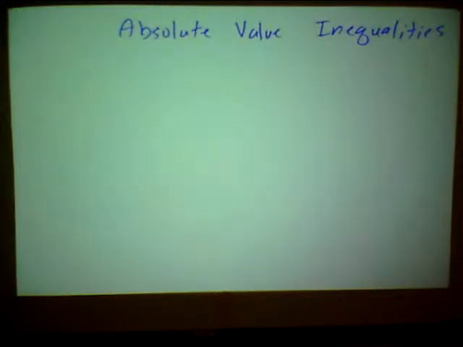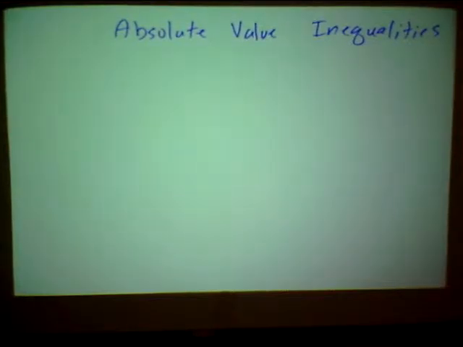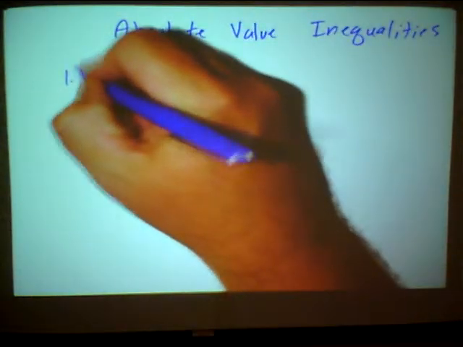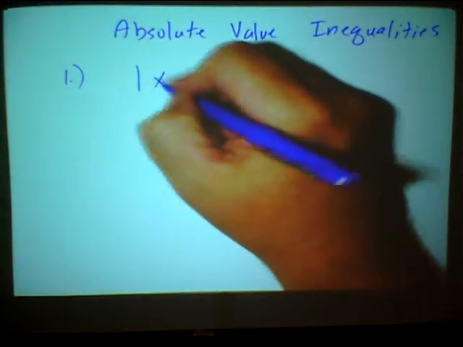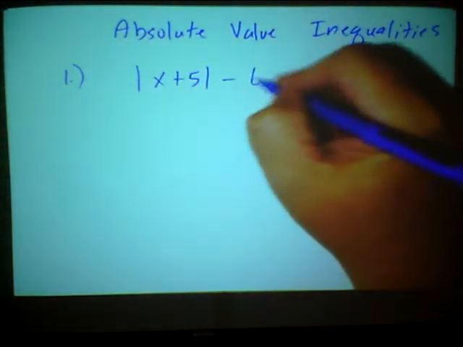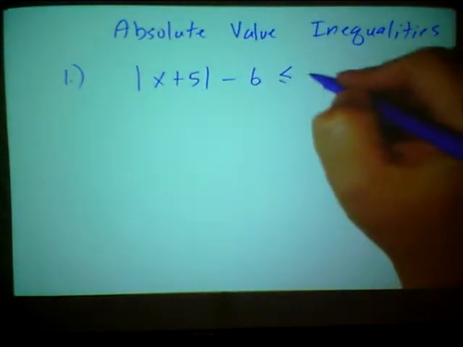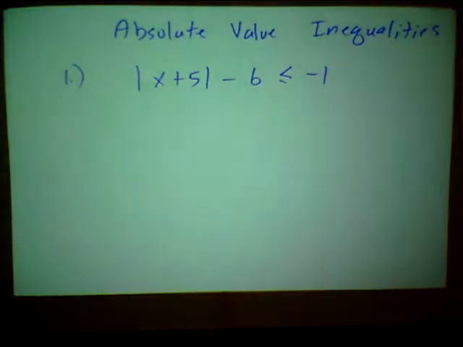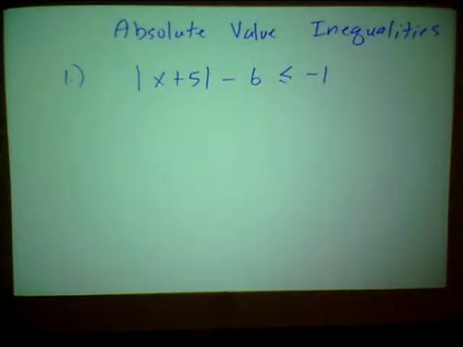Now, the way we're going to do these problems is very similar to how we did absolute value equations. I'm going to work 3 problems, and as I'm working these problems out, I will describe to you what I'm doing. I gave you the steps in class, so here are 3 examples. First example: absolute value of x plus 5, minus 6, less than or equal to negative 1. So we're going to try and solve this inequality.